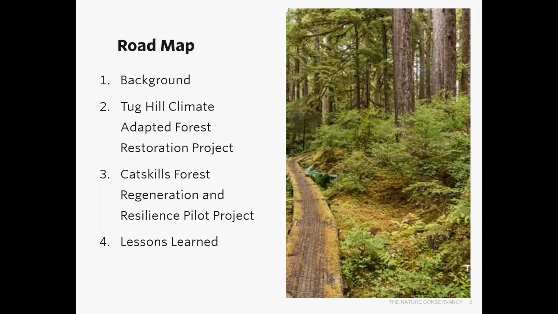So first I'm going to start off by providing some background information and tying this into climate adaptation. Then I'll talk about a project that we implemented at our Tug Hill Conservation area where we did some supplemental tree planting and assisted migration, and share with you the results of that project. Secondly, I want to share with you a project from the Catskill Mountains where we've been working with a partner on forest regeneration and resilience, in which that forest was affected by emerald ash borer, and we've utilized deer exclosures to enable regeneration to get established. And for each of these projects, I'll share the lessons learned.